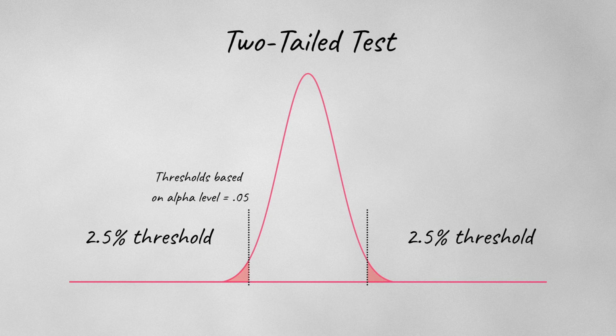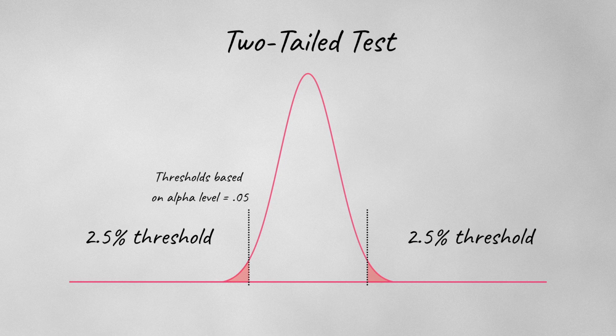Now, you can notice that this moves the threshold for significance a little bit farther away from the center of the distribution compared to a one-tailed test. And so this does make it a little bit harder to reach significance. But now we can reject the null hypothesis if we get an unlikely result in either direction.